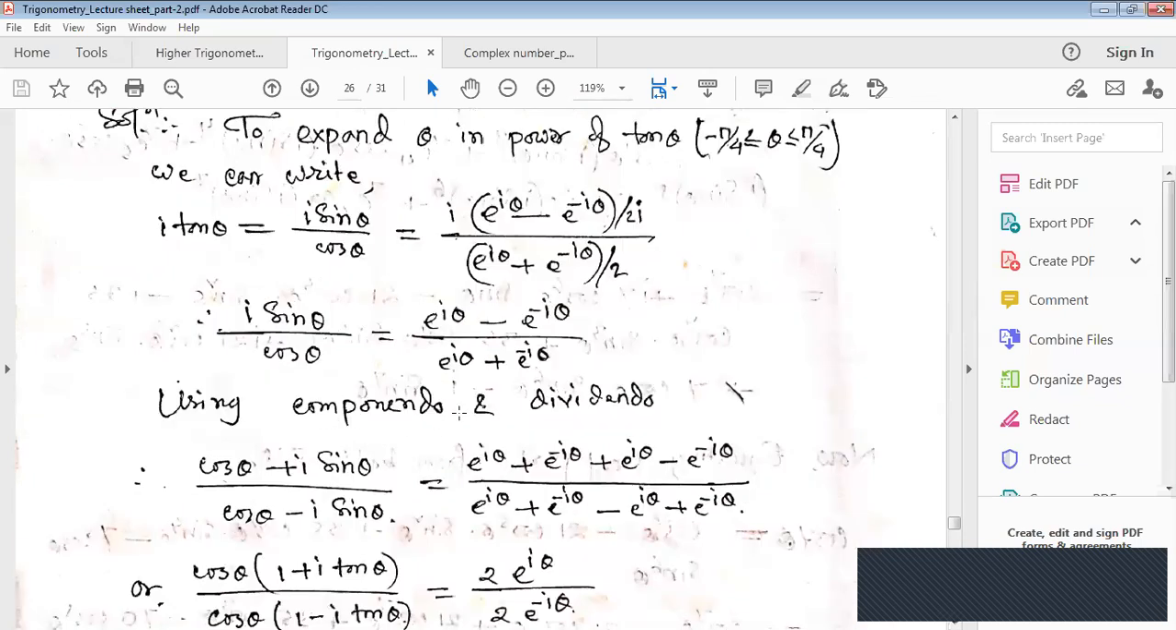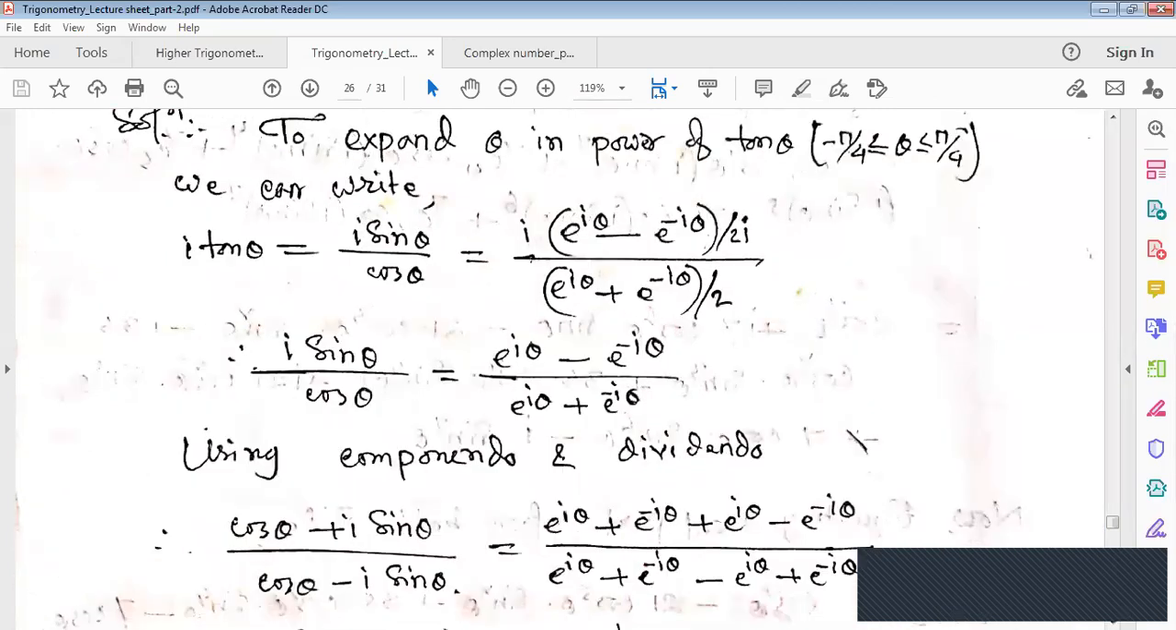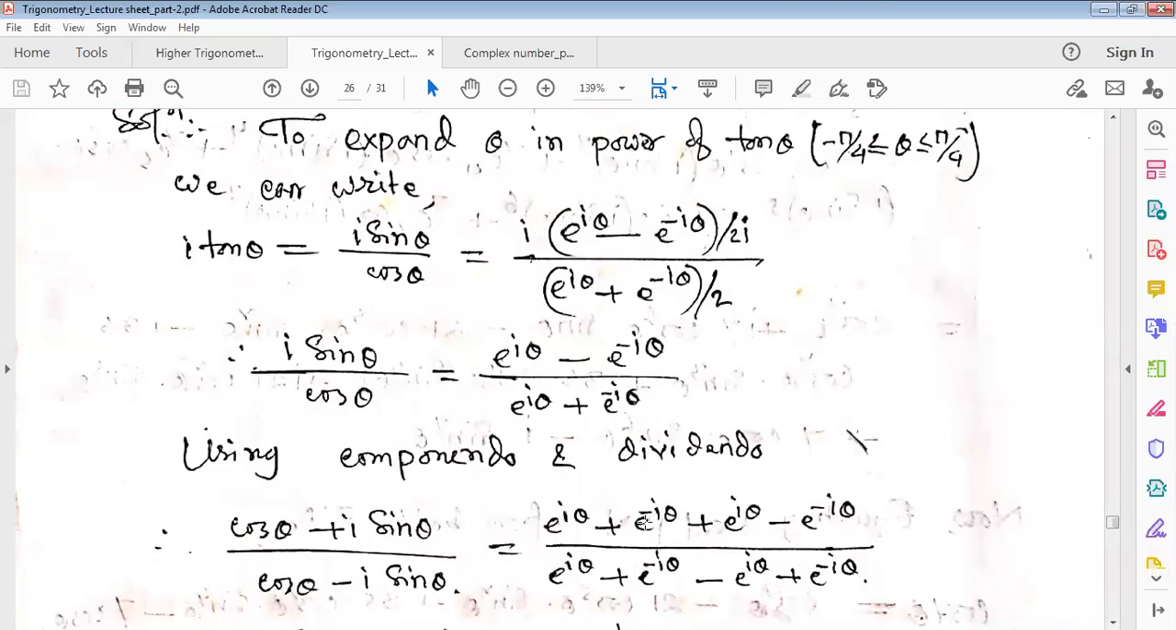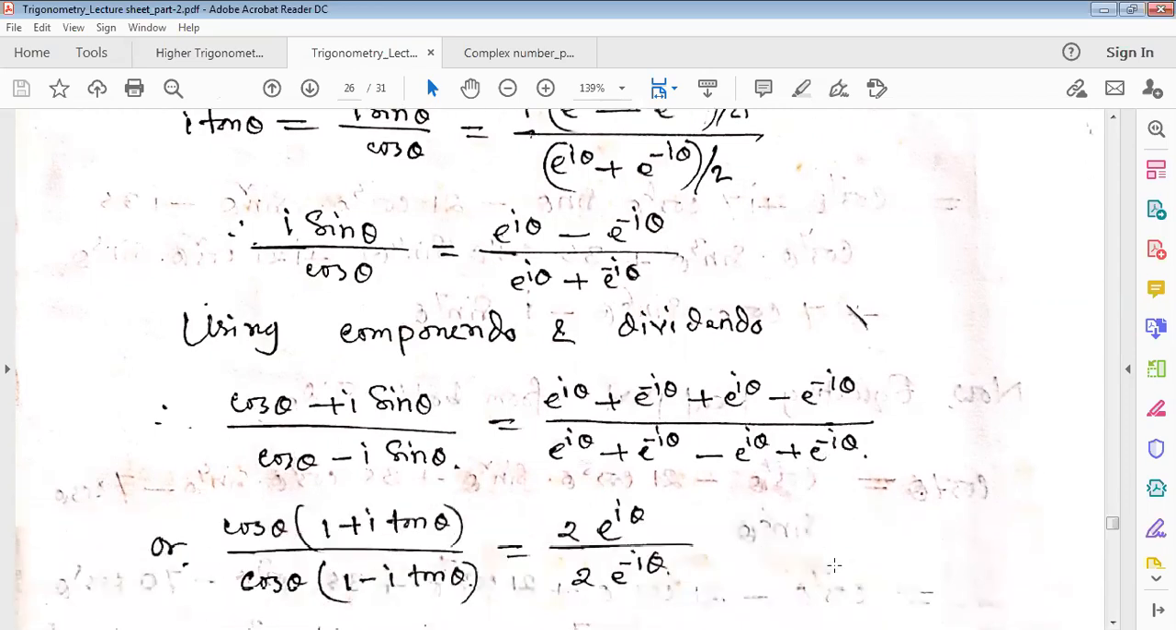Now using componendo and dividendo. That means using componendo and dividendo means what? You must know: numerator plus denominator for componendo, and numerator minus denominator for dividendo. Now here, denominator plus numerator on the left side, denominator minus numerator, and on the right hand side, denominator plus numerator and denominator minus numerator below. So by componendo and dividendo we can write this.